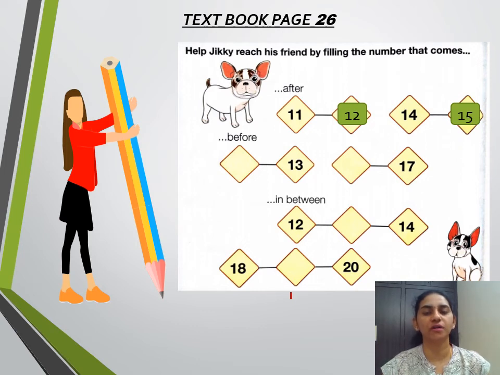So, here next one is before numbers. What is before 13? Before number, not after. Before number means one number less than the given number. So the number is 12. After 12 only 13 will come. So before 13 what number comes? It is 12. Okay. Before number of 17. Children, are you writing? Yes. 16 comes before 17.